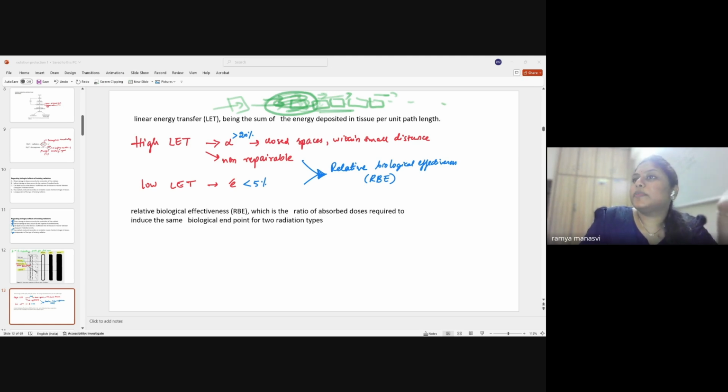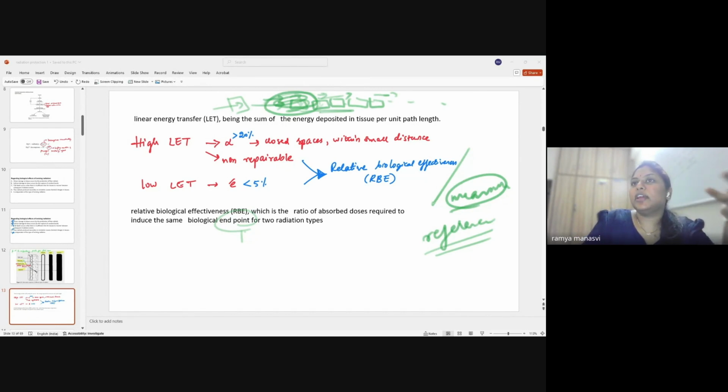That is the ratio of absorbed doses required to induce the same biological endpoint. That is, suppose we are taking the endpoint as a mutation. So for the mutation to happen, how much will a high linear energy transfer particle require, and how much will a low linear energy transfer particle require? If that is the measure for us. So that is how we measure. That is a reference for us to calculate how mutations will take place.